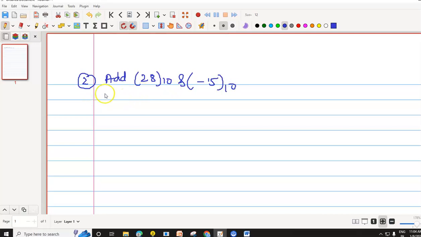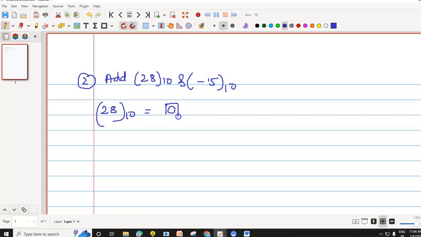Okay, now we take the second example. In the second example, the smaller number will be taken as negative. So we will add 28 in decimal and minus 15. Okay, so now we know that 28 in decimal, how do we represent it in signed binary number?